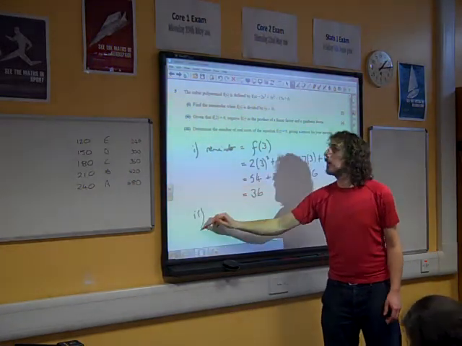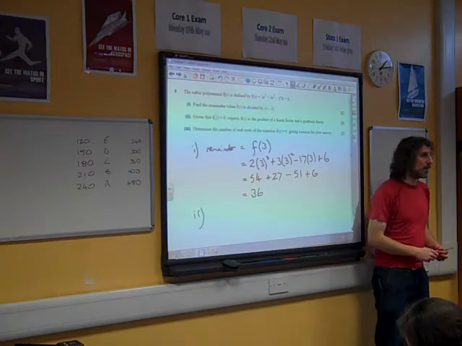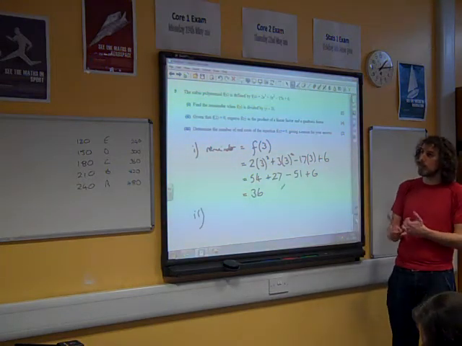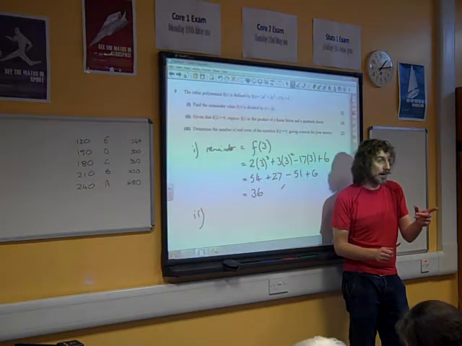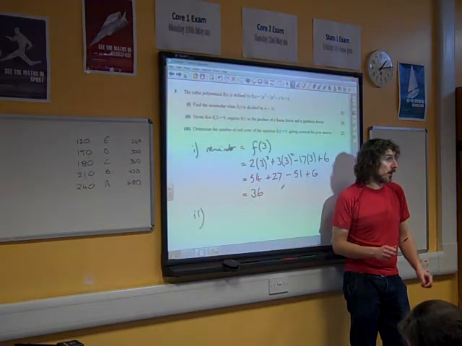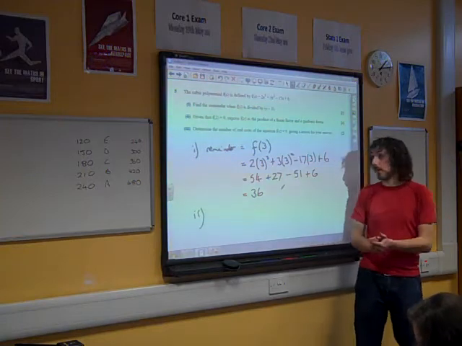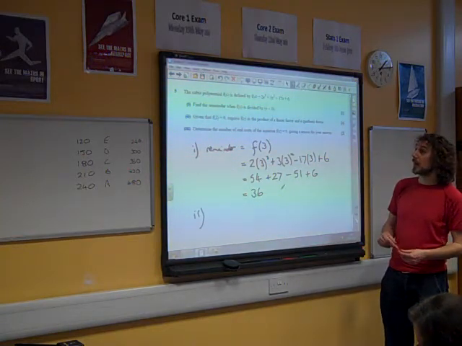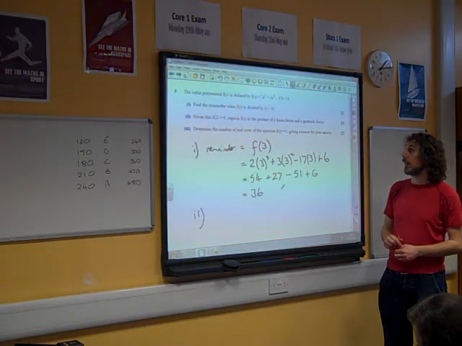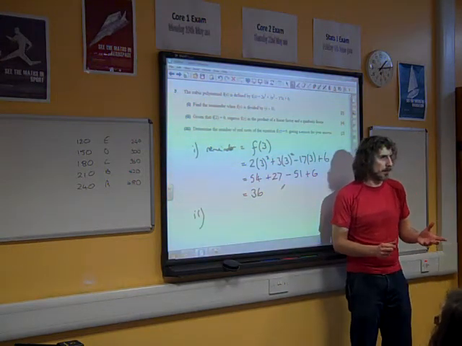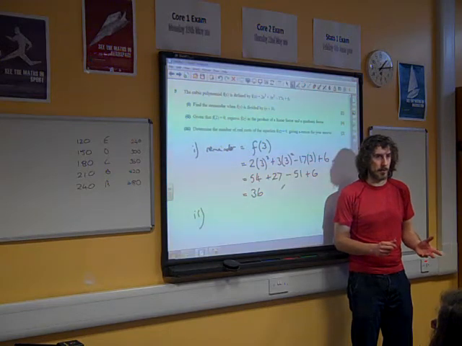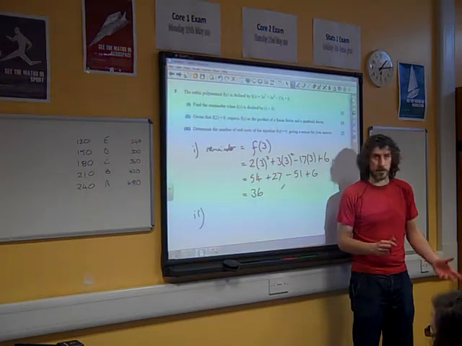So for 2 marks, that's all you wanted to do. Now, part 2, given that f of 2 equals 0, what does that mean? F of 2 equals 0 instantly tells us x minus 2 is a factor. Brilliant. So we've got that. Express f of x as the product of a linear factor and a quadratic factor. Right. If you love long division, now's your chance. But you still don't have to do long division.